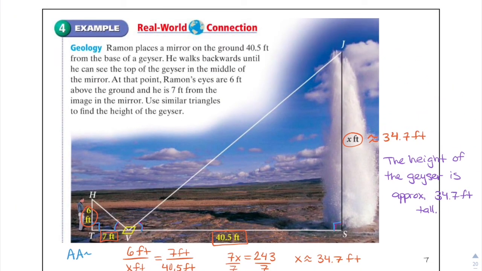Notice that the person's height is just a little bit short of the distance away from the mirror. So 6 is to 7. That's pretty close. Notice that 34.7 is also close to 40.5. So it makes sense that we would get something just a little bit short or shy of the 40.5 feet.